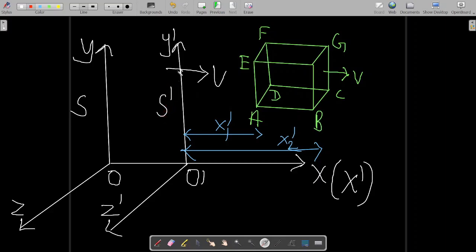So the S prime frame is moving in the rightward direction with velocity v, and this cube is also moving in the rightward direction with velocity v only. Both of them have the same velocity. So we can say that with respect to this S prime frame, this particular green colored cube is stationary. Did you get the point? Okay, so this is the thing which we have with us.